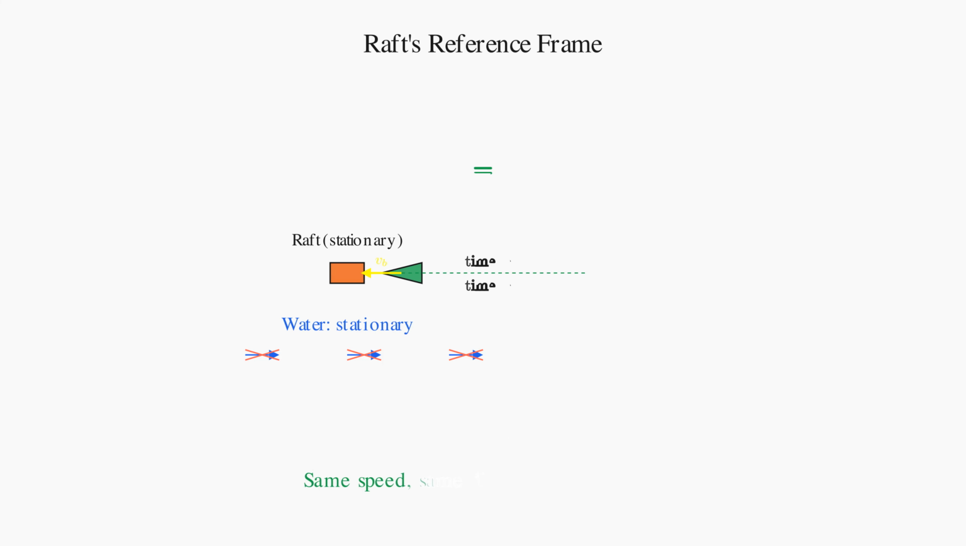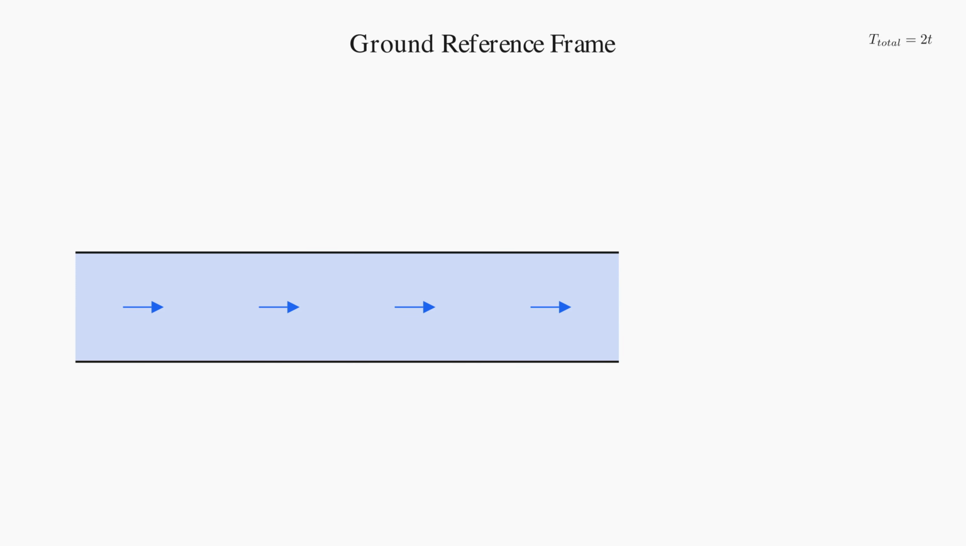Here's the key insight. Same speed, same distance, so the return trip takes exactly the same time t. The total time from first meeting to second meeting is t plus t, which equals 2t. Now let's go back to the ground frame and use this result.